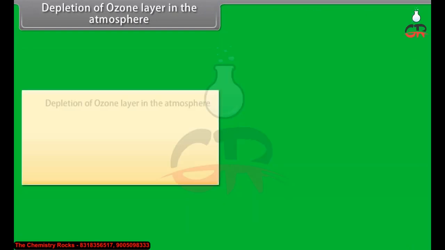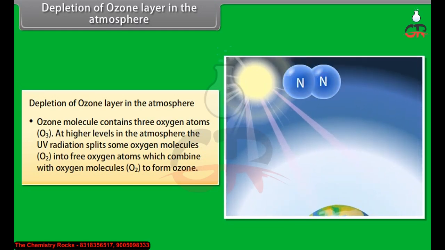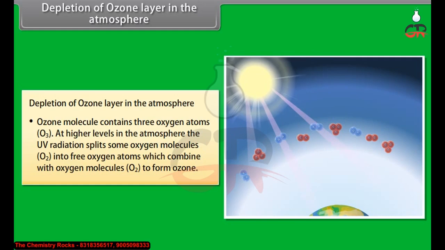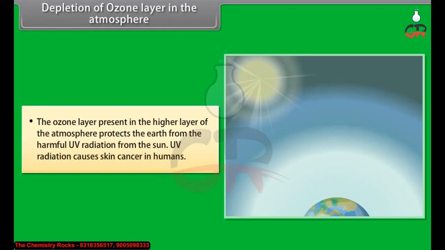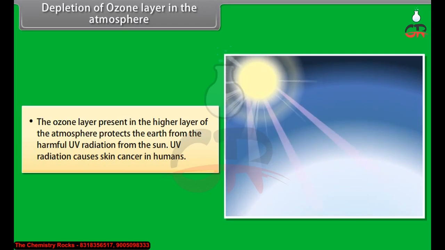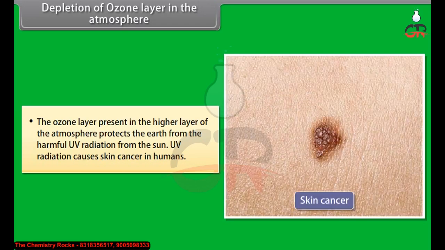Depletion of ozone layer in the atmosphere. Ozone molecule contains 3 oxygen atoms, O3. At higher levels in the atmosphere, the UV radiation splits some oxygen molecules O2 into free oxygen atoms, which combine with oxygen molecules O2 to form ozone. The ozone layer present in the higher layer of the atmosphere protects the Earth from the harmful UV radiation from the sun. UV radiation causes skin cancer in humans.